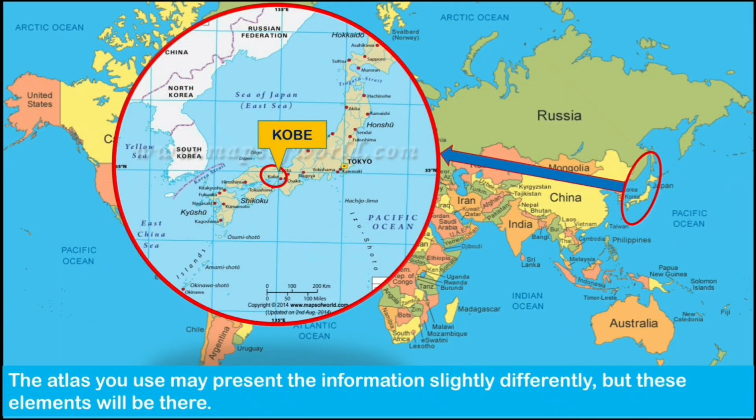Hope you understood how to use the atlas and find the longitude and latitude of a place and its location. The atlas you may use may present the information slightly differently, but these elements will be there. That means the atlas that you have and the atlas that I have may be different, maybe from different companies or a different edition, but the information that we get from the atlases will be the same.